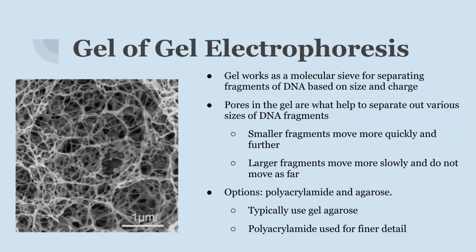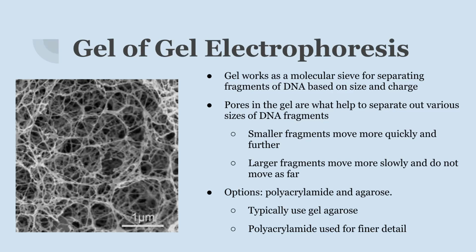So the basis of gel electrophoresis is that there is a gel-like sieve. You can kind of see this here, and this separates fragments of DNA based on their size and their charge. The pores in this gel are what help to separate the various sizes of those fragments, with the smaller fragments moving further along in the gel and the larger fragments moving more slowly and staying up towards the more negatively charged end of the gel.